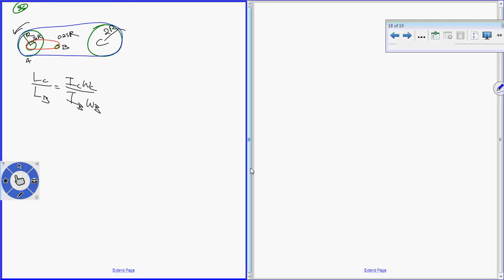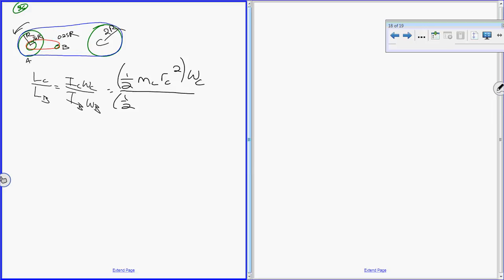Okay, so this is 1/2 the mass of C times the radius of C squared times the angular velocity of C. Yes, right, there's my I. And down here, I'm going to have 1/2 the mass of B times the radius of B squared times the angular velocity of B, right?